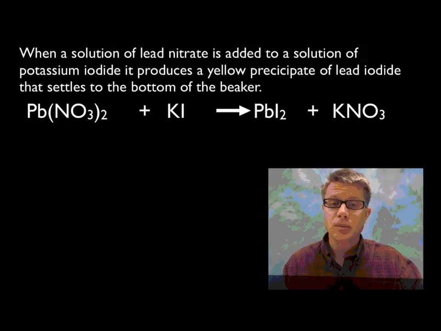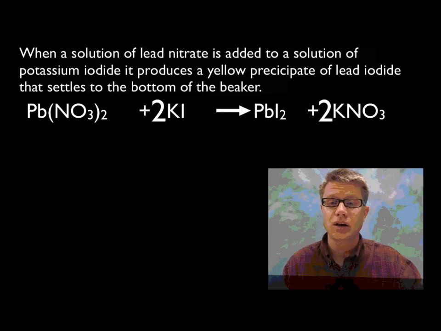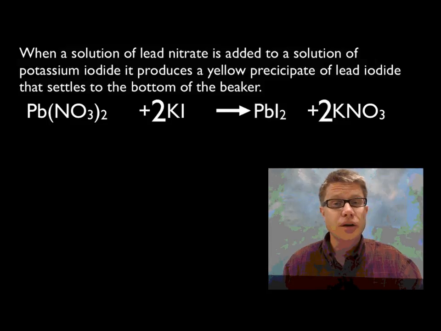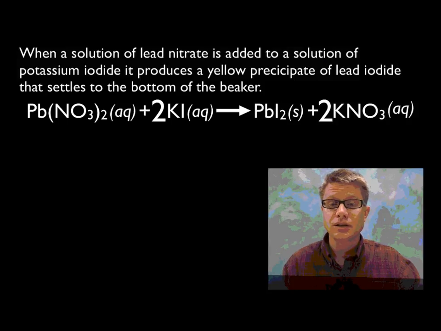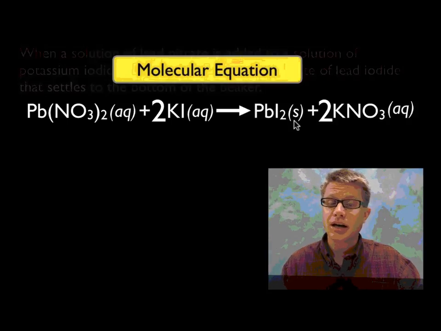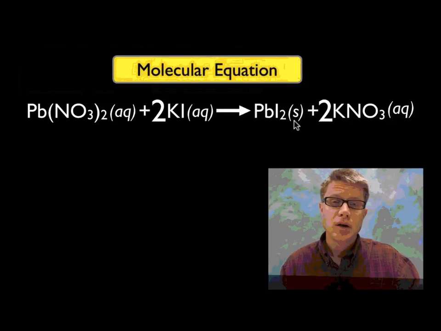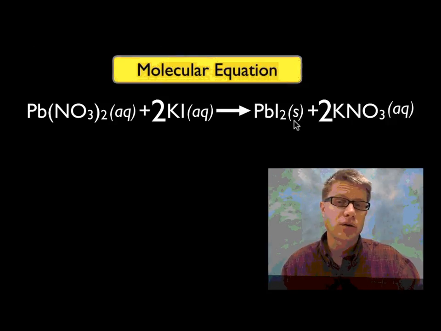Next thing I want to do is make sure that I balance it. I can see right here that I don't have enough iodine on the left side, so I could add a 2 there. Now I've got too many nitrates on the left side, so now I can balance it like that. I also have to write the state that it's in. Remember, those first two were aqueous, but this lead iodide is going to be a solid. And now I've got a nice molecular equation. But again, this video is about two other equations: ionic equations and then net ionic.